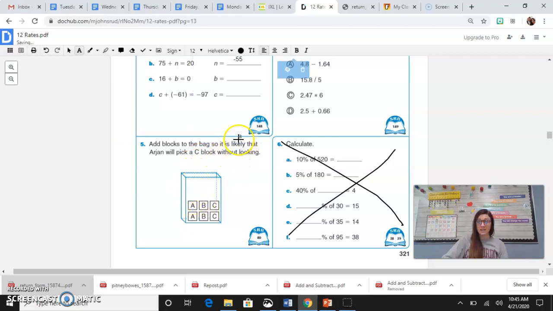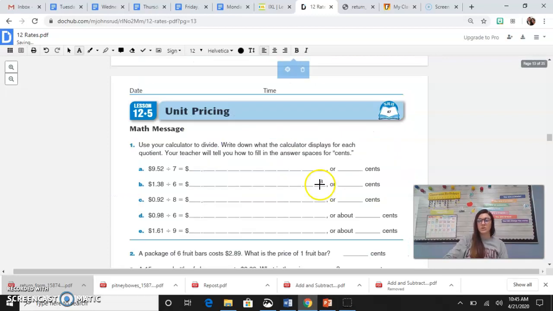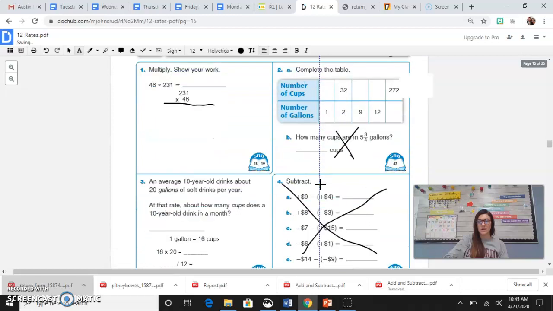So it's likely that Arjan will pick a C block without looking. If he reaches his hand into that bag and he's not looking, you need to make it so that he more than likely is going to pick the C block. Right now, it's not very likely because there's only 2 out of the 6. So you need to add blocks to make it likely he's going to grab a C block. You're going to skip number 6, and then you're going to go down to page 323.